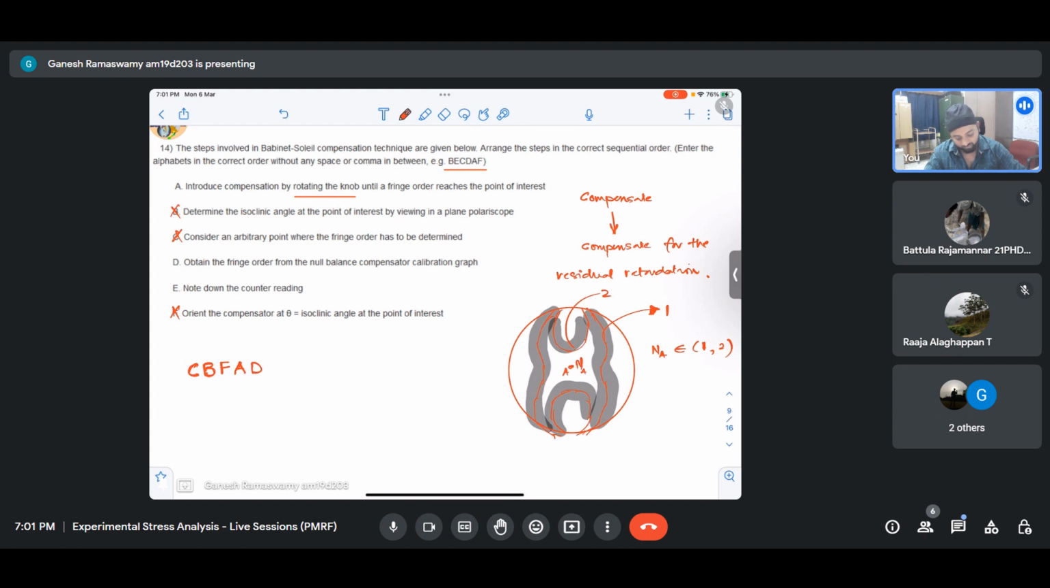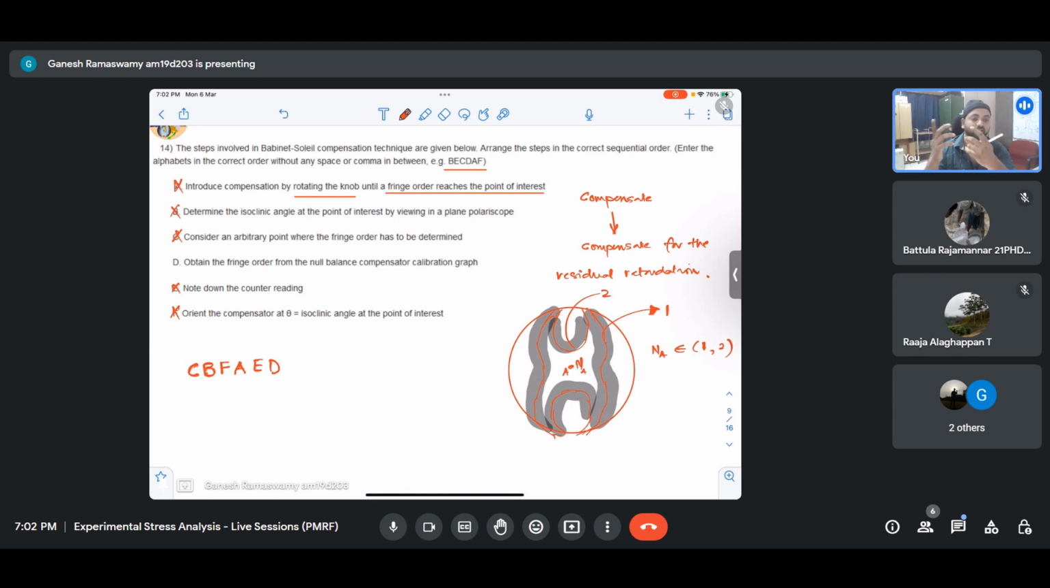Keep rotating until a fringe reaches the point of interest. I had misread it. What the point says is you just keep rotating the knob till the fringe order of your interest reaches that point. Once that is done, you just note down the counter reading. It will give you some reading from the graduated scale in the compensator. Then you look it up against the calibration graph that is provided along with the compensator, where when you enter the reading, the y-intercept will give you the fractional fringe order at that point.